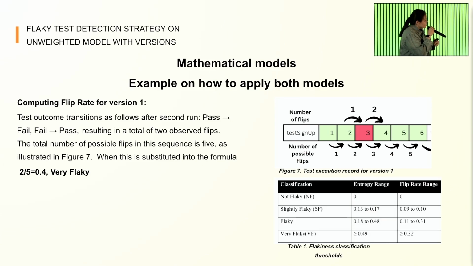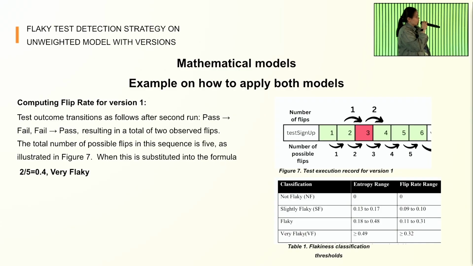And actually, we can also rank the test flakiness, like whether it's slightly flaky, flaky, or very flaky, basically, with the help of that number 0.4. So in that threshold classification, that would lie in the very flaky classification for the flip rate range.